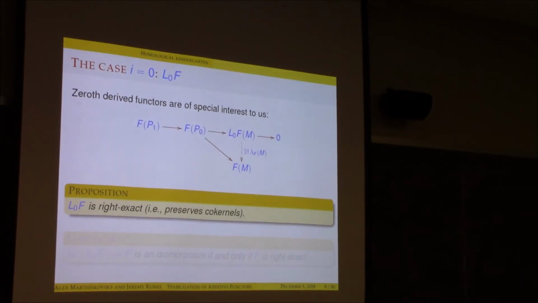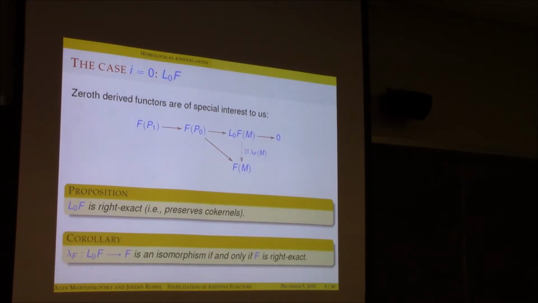Regardless of f. As soon as f is additive, and we'll always assume that, L naught f will be right exact. What does it mean? It means it preserves co-kernels. And then we have a corollary that this lambda is an isomorphism if and only if the functor f is right exact.